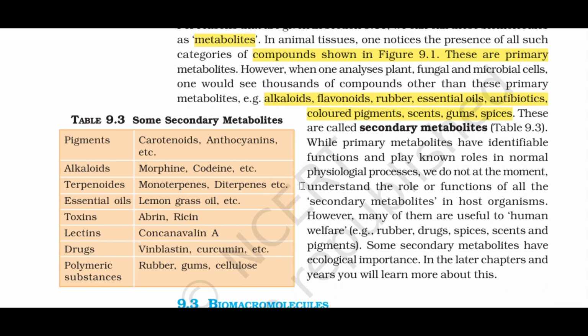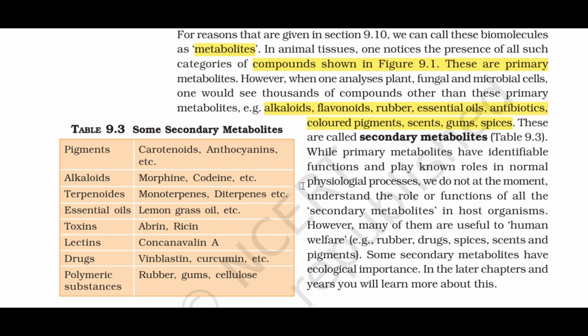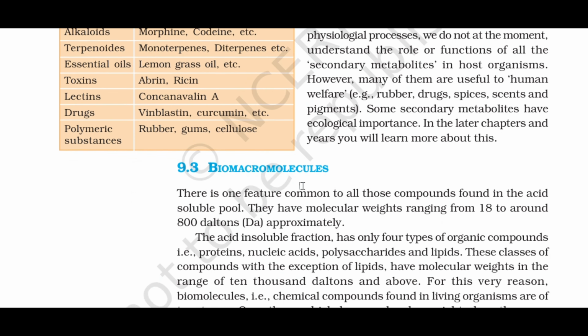While primary metabolites have identifiable functions and play known roles in normal physiological processes, we do not at the moment understand the role or functions of all the secondary metabolites in host organisms. However, many of them are useful to human welfare, for example rubber, drugs, spices, scents and pigments. Some secondary metabolites have ecological importance. In the later chapters and years you will learn more about them.